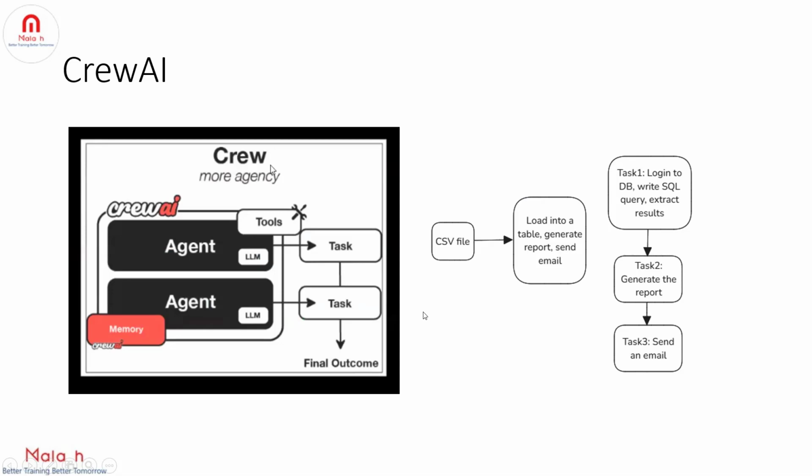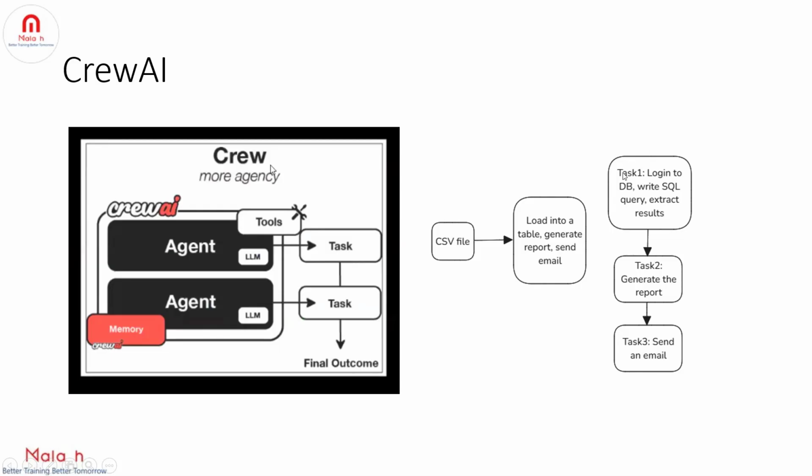For example, you have different tasks here. That is to log into a database, write a SQL query and run it, extract the results, and then generate the report and send an email, right? And here each task is dependent on the previous task's output. And we know an agent is like a team member who can perform a specific task. So you can assign each task to an agent, right? To perform all these tasks, each agent can work in sequence and generate the output.